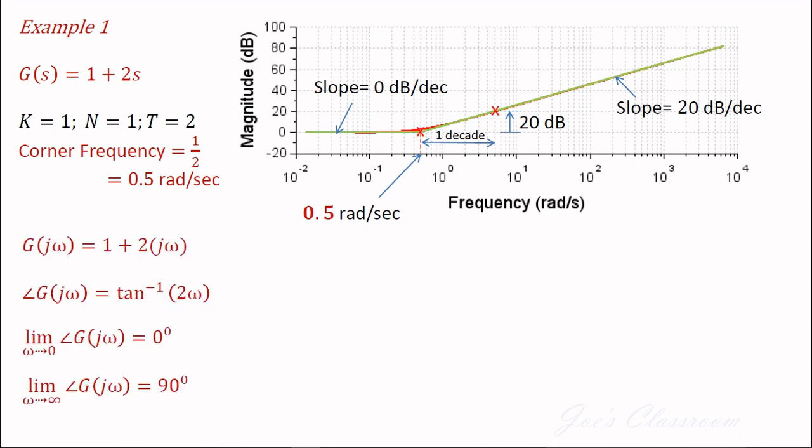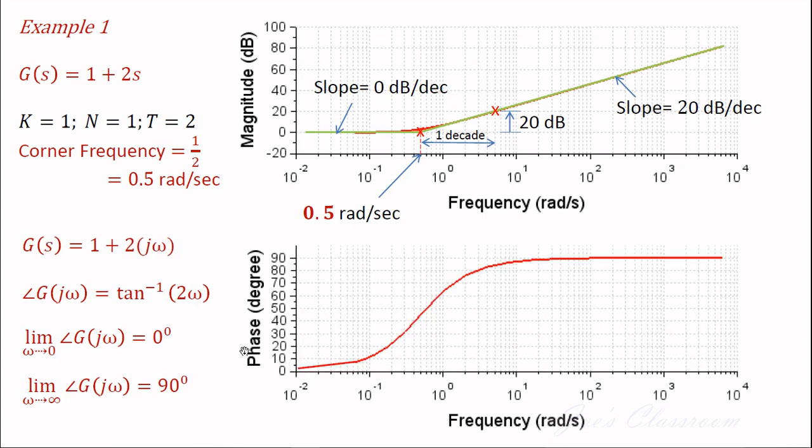And let us have a look at the phase plot also. For this, we will write the phase as angle of G(j omega) is equal to tan inverse of 2 omega. Here it is going to be plus n because it's a zero, n is equal to 1, and therefore we got 1 into tan inverse of 2 omega. It's nothing but tan inverse of 2 omega. If I plot, this is what you will get.